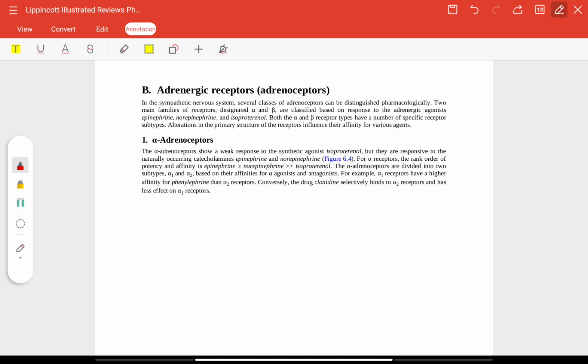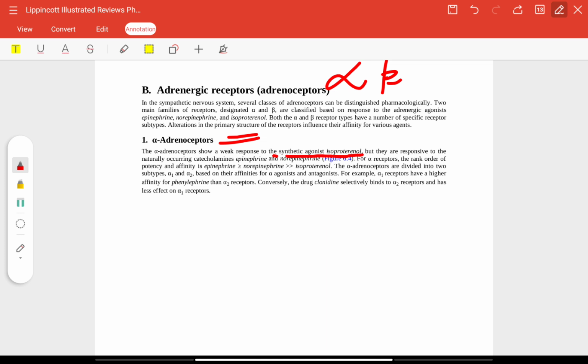Now two main families of receptors are there, alpha and beta. Alpha and beta are also further divided: alpha 1, alpha 2, beta 1, beta 2 and beta 3. Now first we are going to study alpha receptors. They respond to the synthetic agonist isoproterenol. They are responsive to the naturally occurring catecholamines, epinephrine and norepinephrine.